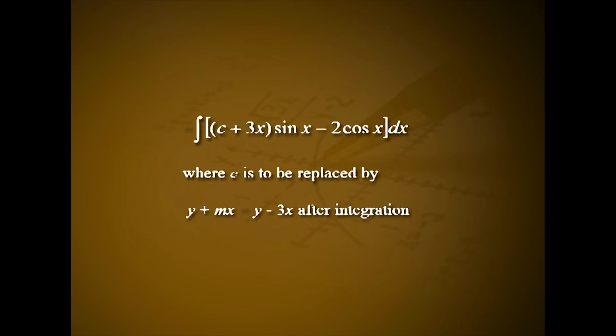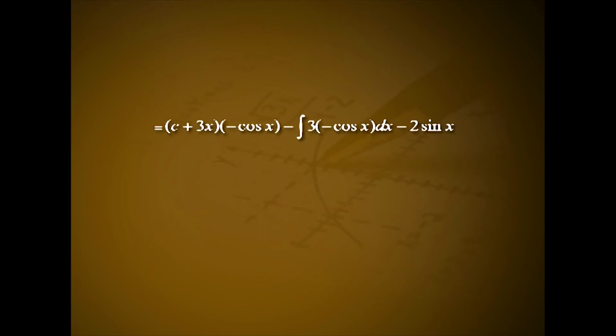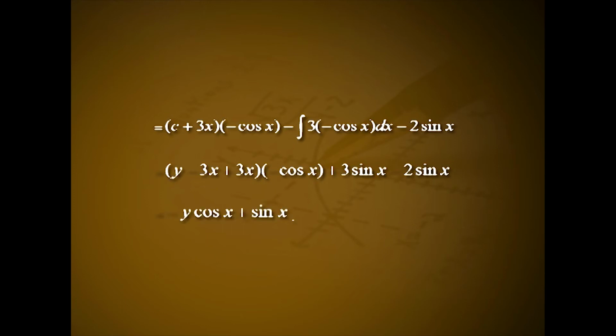where c is to be replaced by y + mx = y − 3x after integration. That is equal to (c + 3x)(−cos x) minus the integral of 3(−cos x) dx − 2 sin x, that is equal to (y − 3x + 3x)(−cos x) + 3 sin x − 2 sin x, that is equal to −y cos x + sin x.